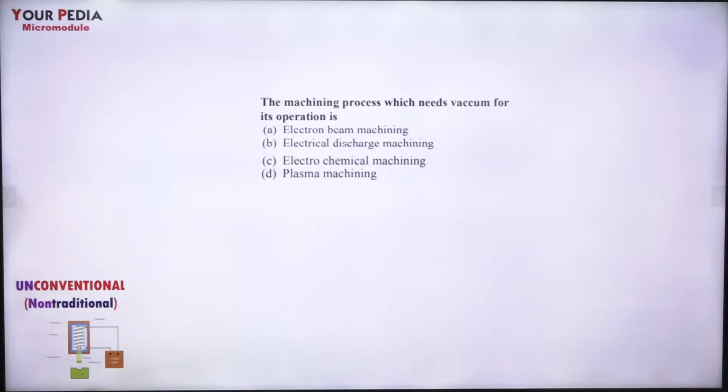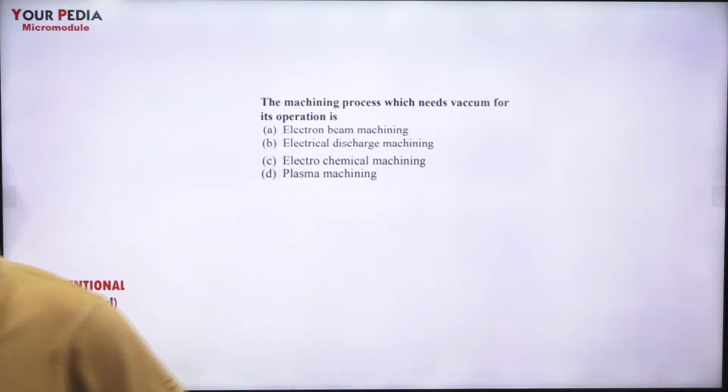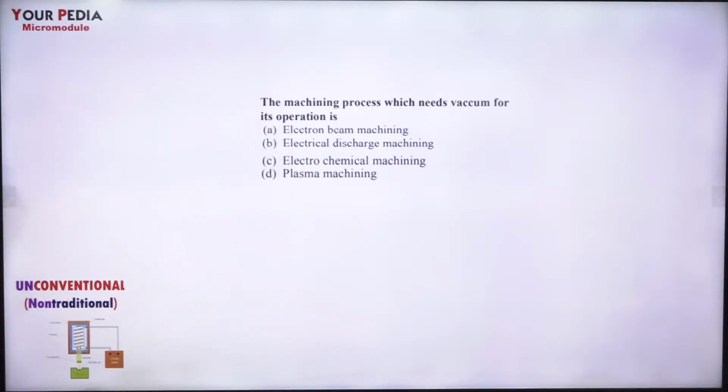Okay, which machining process needs vacuum for its operation? In which of the machining processes do you need vacuum? Yes, any guess for this? Which machining process requires vacuum for its operation?